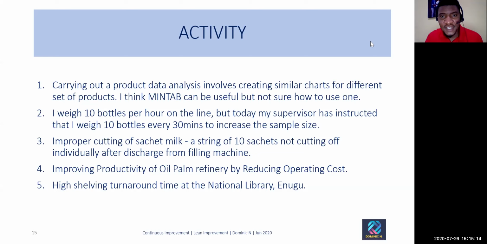Improper cutting of sachet milk, a string of 10 sachets not cutting off individually after discharge from the filling machine. What approach should we use for this? Once again, in the comment section. Improving productivity of palm refinery by reducing operating costs. What approach should we use for this? High shelving turnaround time at the National Library in Enugu. What approach should we use for this?